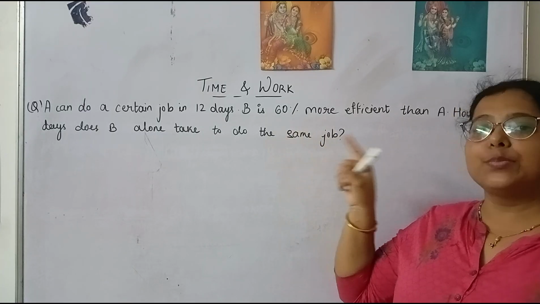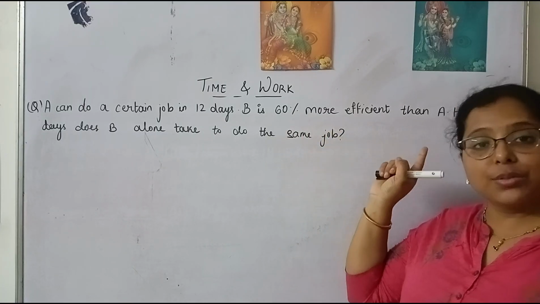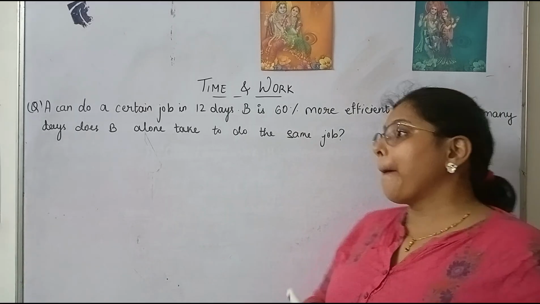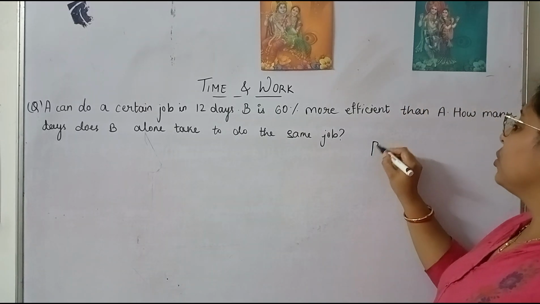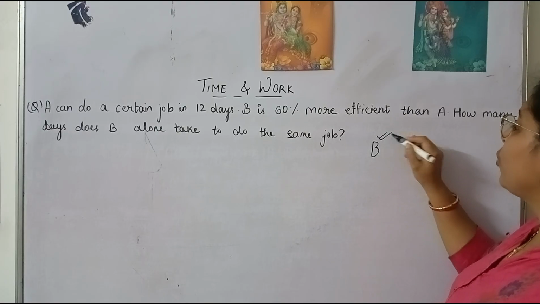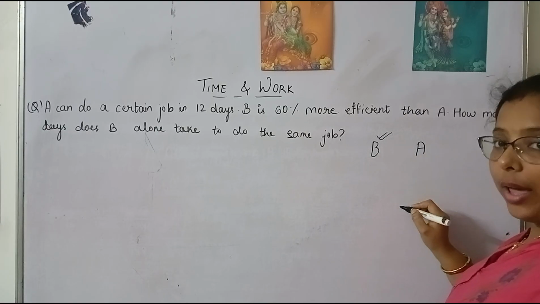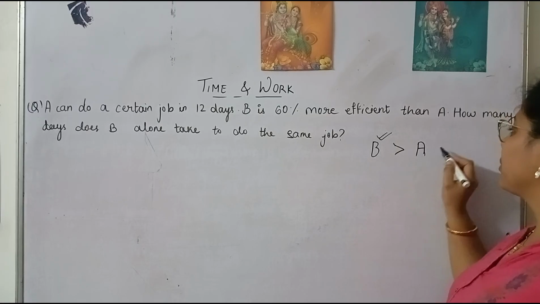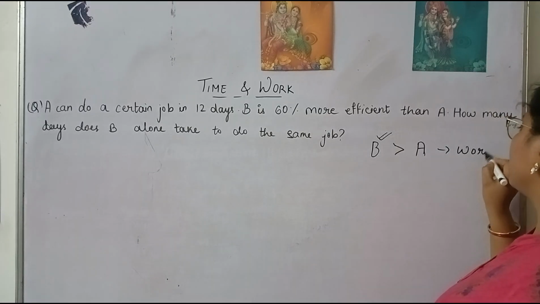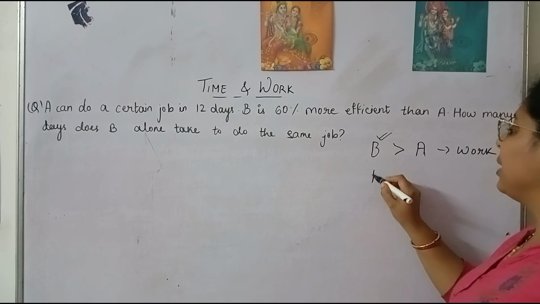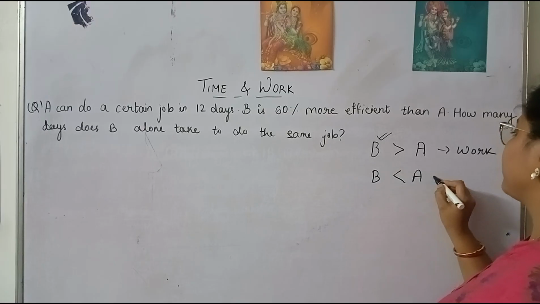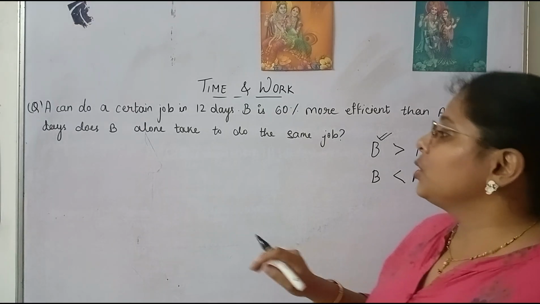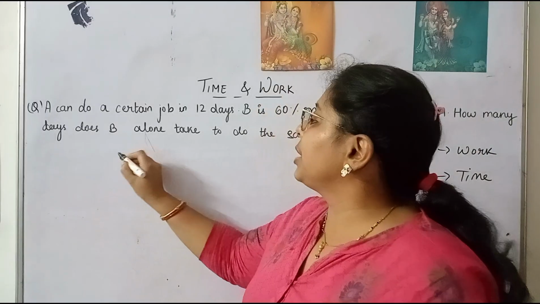And we know B's efficiency. B is more efficient than A, so he can do more work as compared to A. In case of work, he can do more. And if we talk about time, he takes less time as compared to A. So let's take the ratio of the time taken.